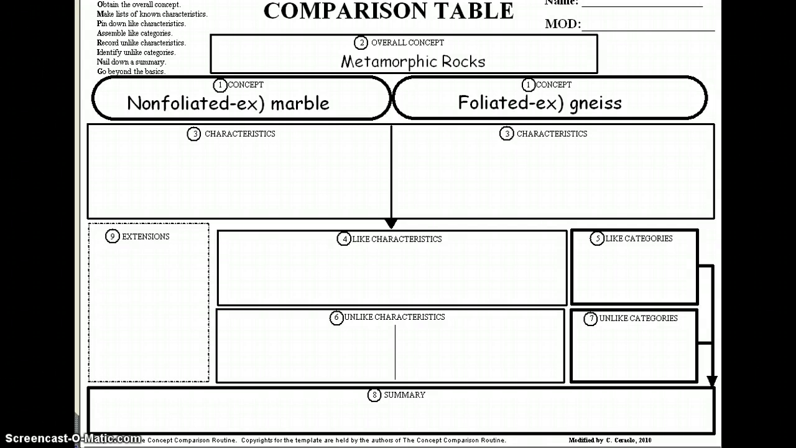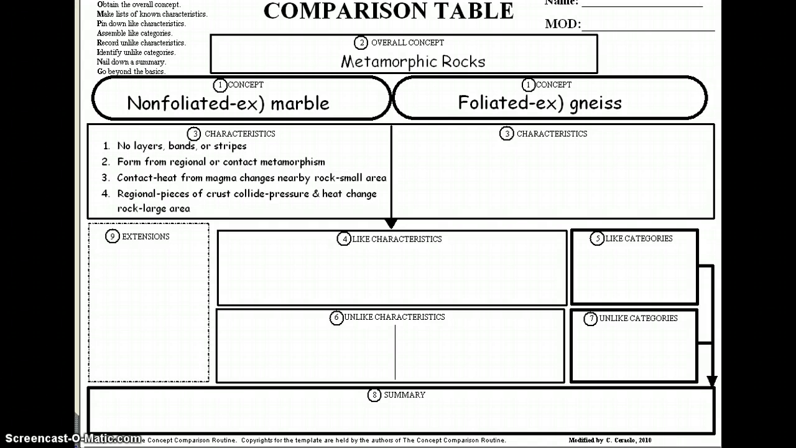If you look at the characteristics under nonfoliated metamorphic rocks, you can see that there are no layers, bands, or stripes in a nonfoliated metamorphic rock. Their crystal structure is going to be more random. These are going to form from regional or contact metamorphism. Now, with contact metamorphism, what happens is heat from magma changes nearby rock. This covers a small area.